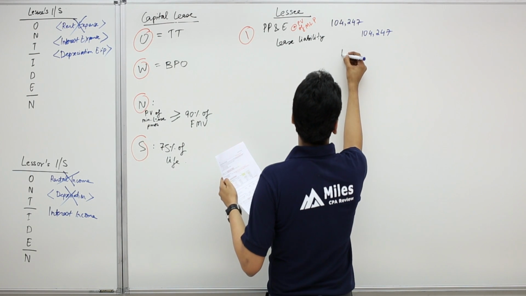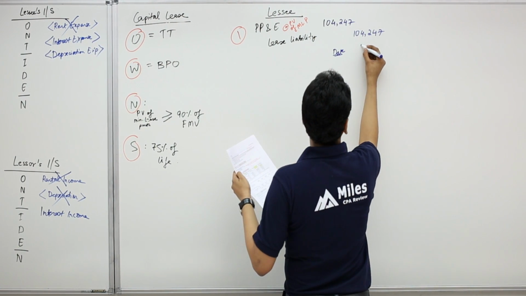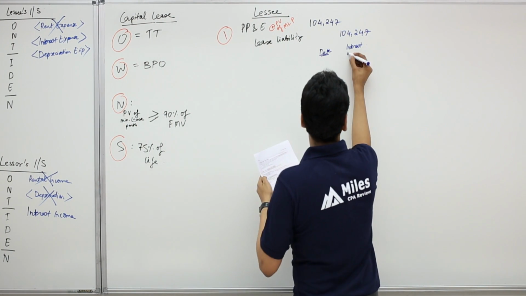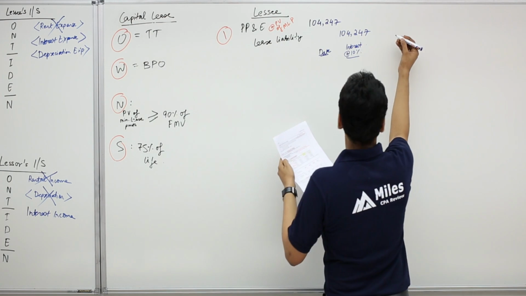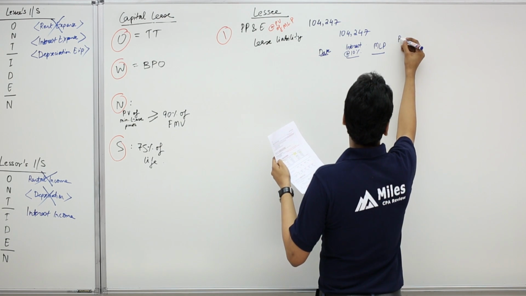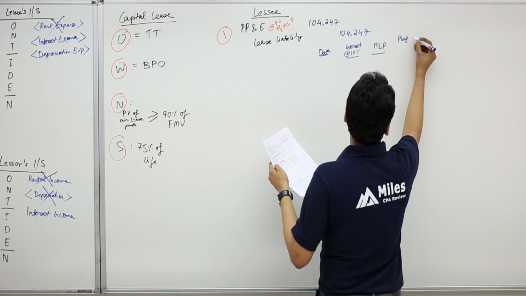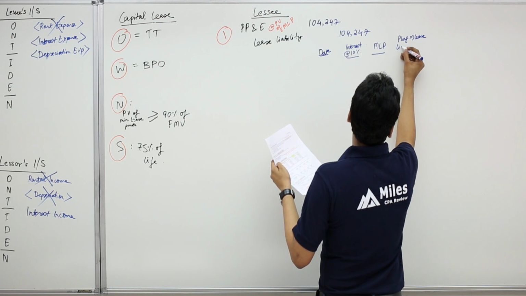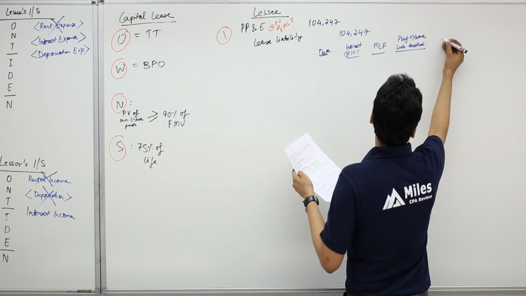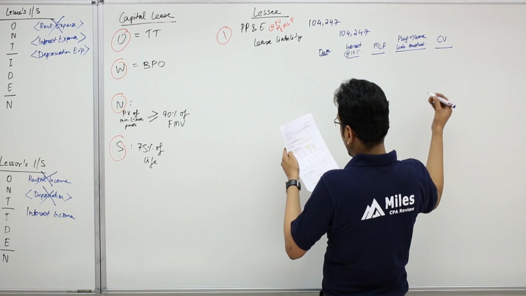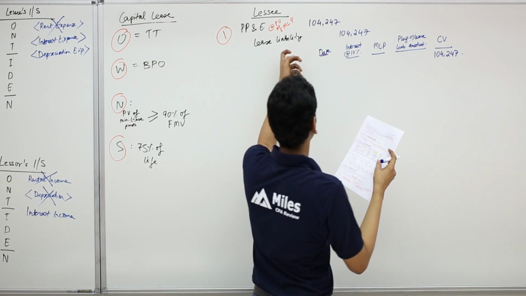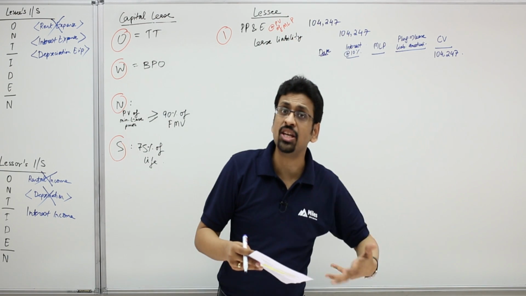So I'm looking at the date here, date of period. I'm looking at interest. Now interest, what's the rate here? 10%. Then we're looking at the minimum lease payments. We're looking at the plug, which is basically the lease liability amortization. And the last column we know, that's the carrying value. The carrying value is 104,247. Now this lease liability would need to be amortized over the lease term.